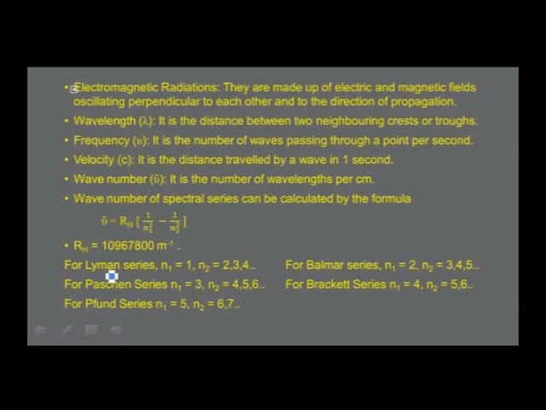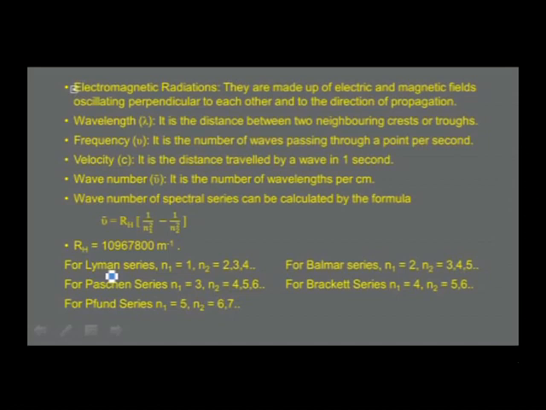And we now understand there are different spectral series, namely Lyman series, Brackett series, Balmer series, Paschen series, and Pfund series. These spectral series are found in different regions. Lyman series found in UV region, Balmer in visible region, Paschen, Brackett, and Pfund series are found in infrared or IR region.